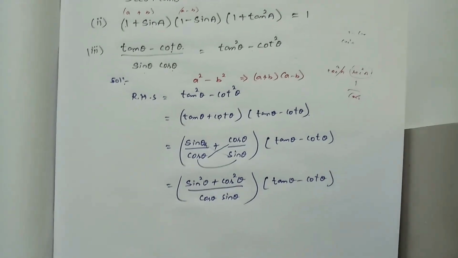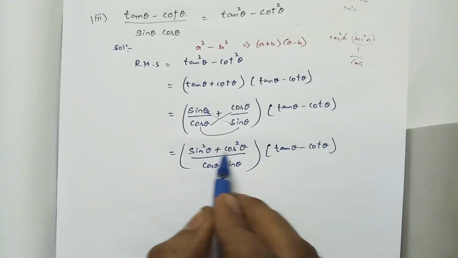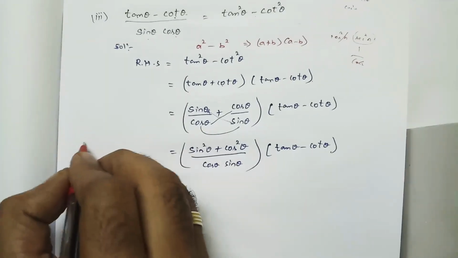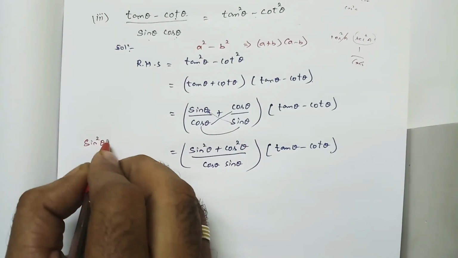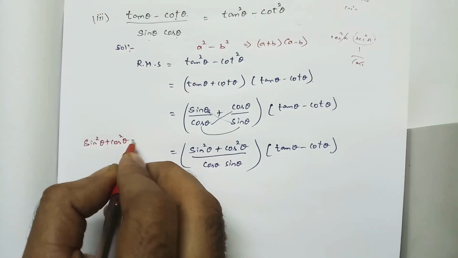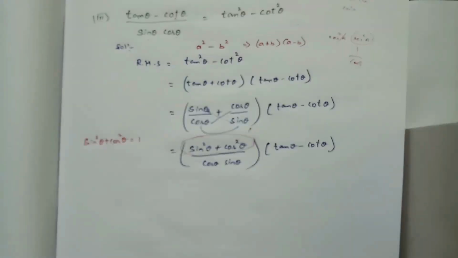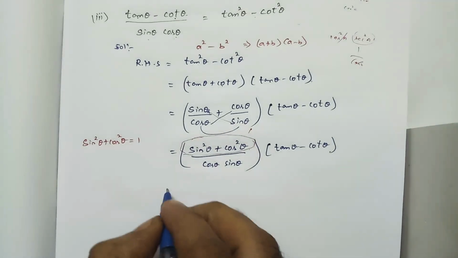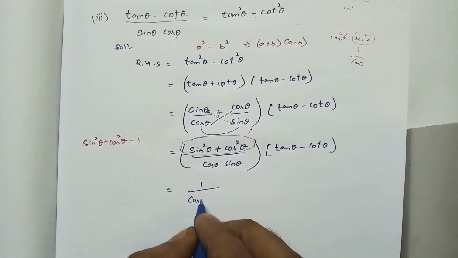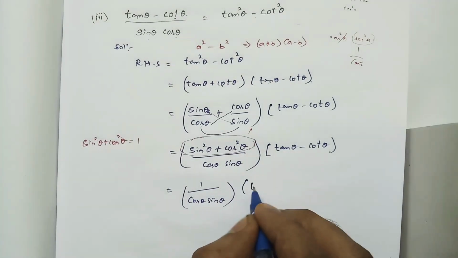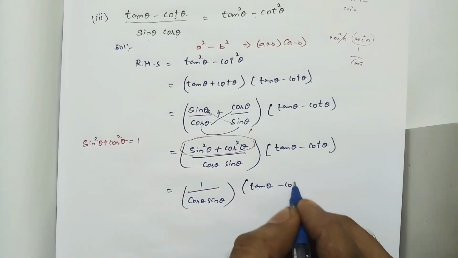Already we know the identity: sin square theta plus cos square theta is equal to 1, right? So instead of sin square theta plus cos square theta, I substitute 1. So it is equal to 1 by cos theta sin theta, into tan theta minus cot theta, right?